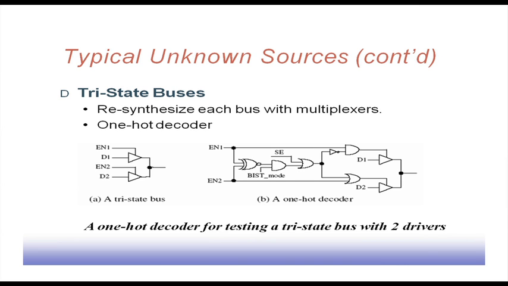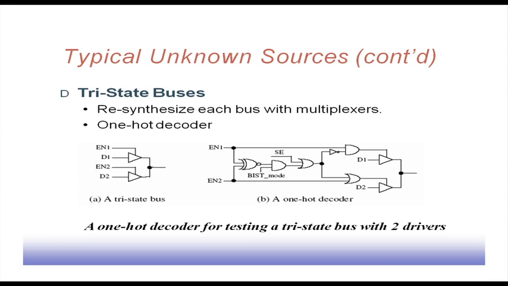This is required because when we are applying the test patterns, maybe EN1 and EN2 become active simultaneously, but that may affect the system operation. So this is the one hot decoding procedure.